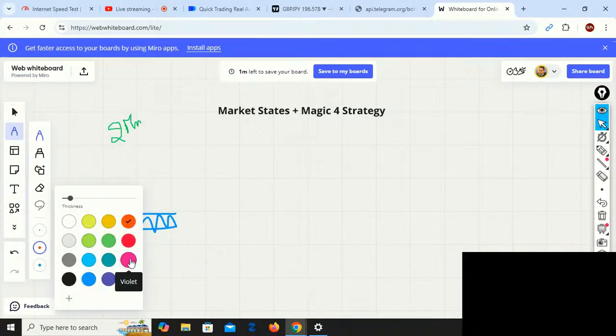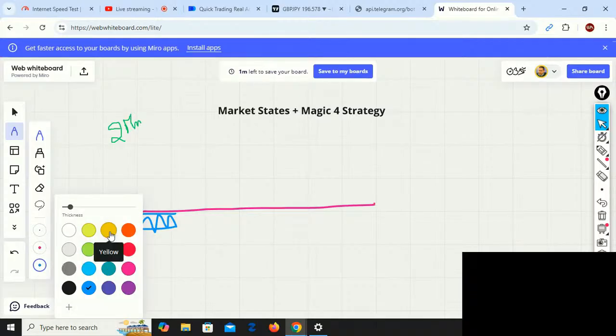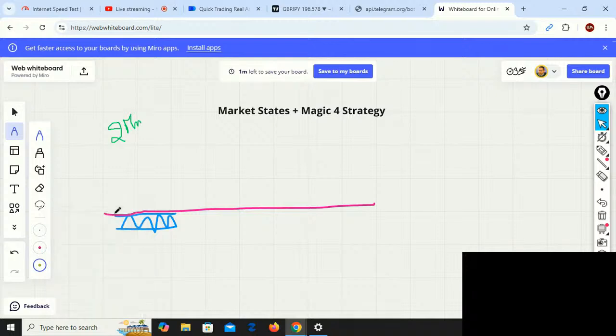You have your 200 SMA over here, suppose, and you have your 20 SMA over here. Let's choose a color. Let's say yellow. That's your 20 SMA over here, narrow state. This is your 20 SMA. All right. So what do you need to look for?